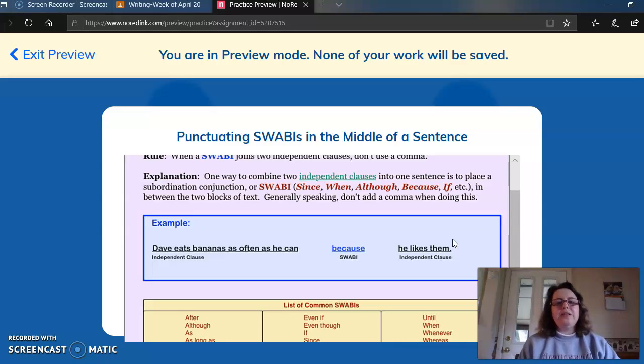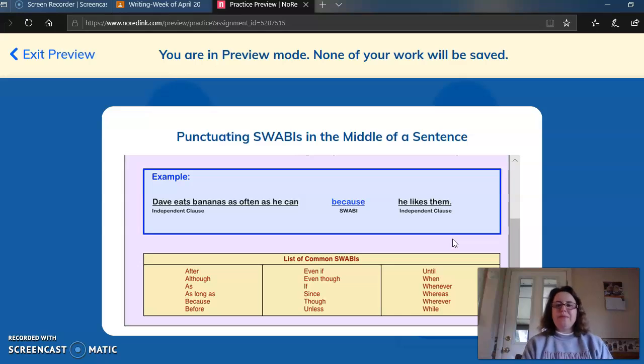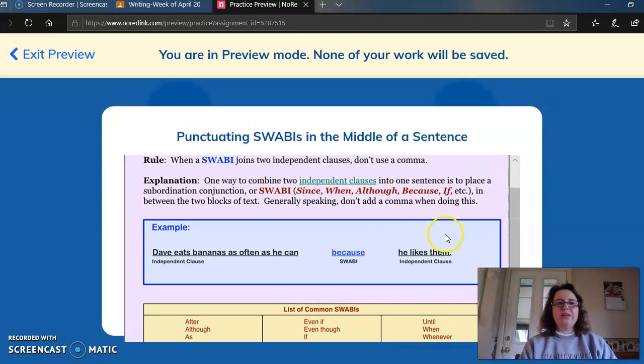Now you see that there's a list of common SWABIs. After, although, as long as, because, before, even if, even though, if, since, though, unless, until, when, whenever, whereas, wherever, and while. You'll see that some of these don't fit with the acronym SWABI, but that's okay. They just want to be comprehensive with this.